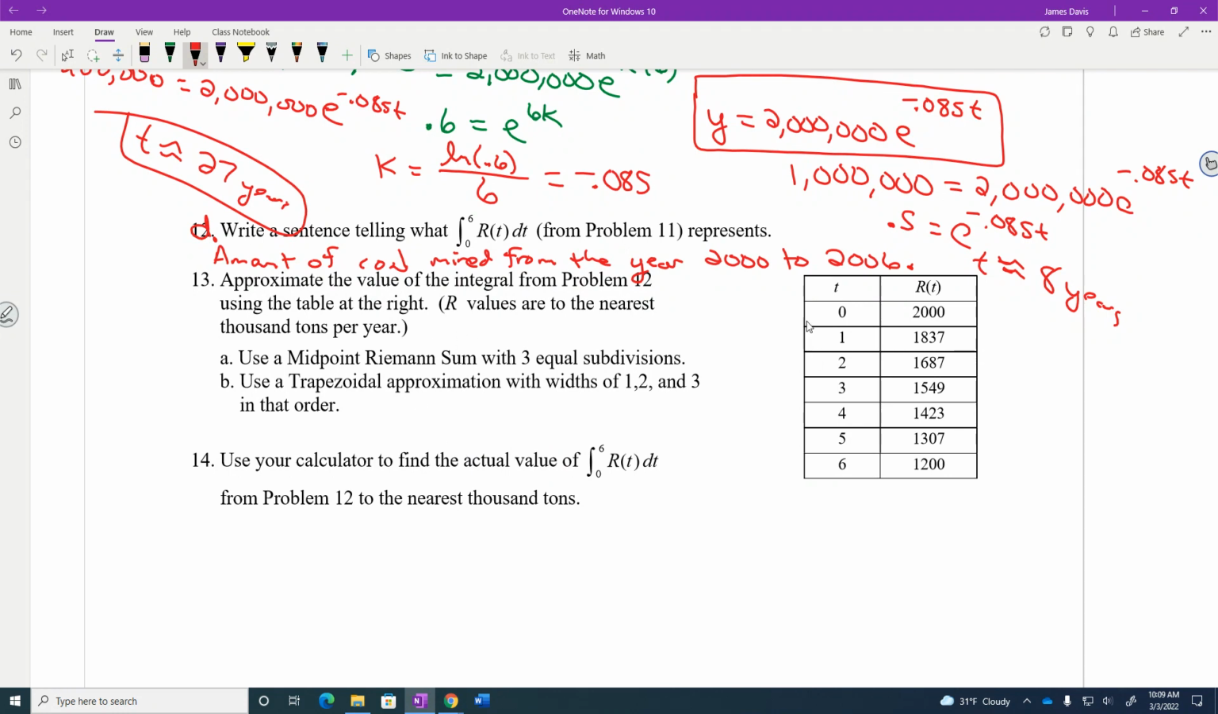So hopefully that's still a little bit fresh. We want to do a midpoint sum with 3 equal subdivisions. Let's do that first. With tables, I think it's easiest to just pick out where your middle is going to be. This one, and this one are going to be your middle values, right?